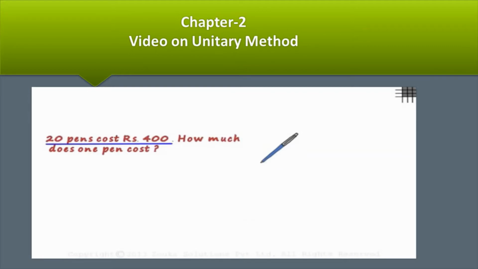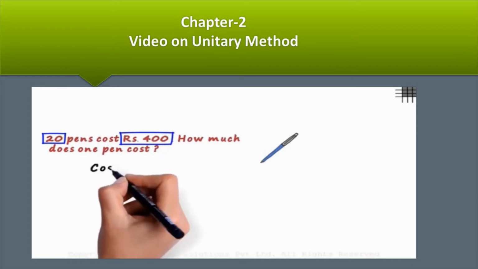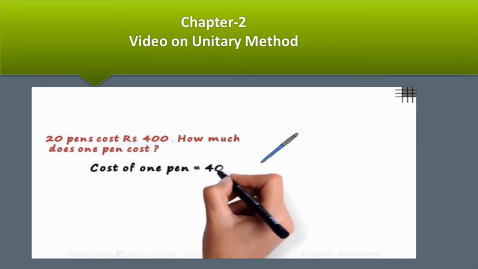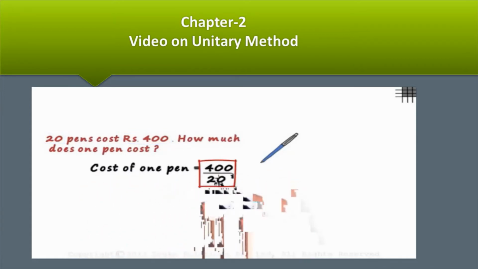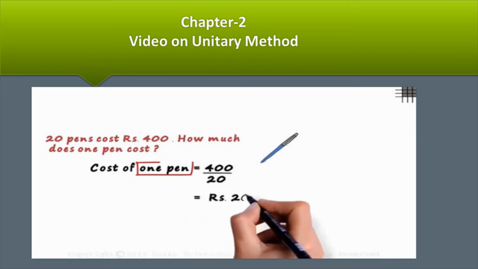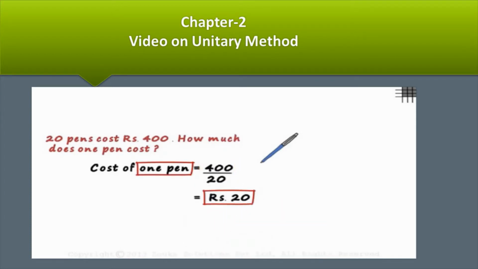Problem. 20 such pens cost 400 rupees. So how much does one pen cost? Don't worry, it is not difficult. To find the cost of one pen, we divide the total cost by 20. So the cost of one pen is equal to 400 by 20, which equals 20 rupees. So one pen costs 20 rupees.